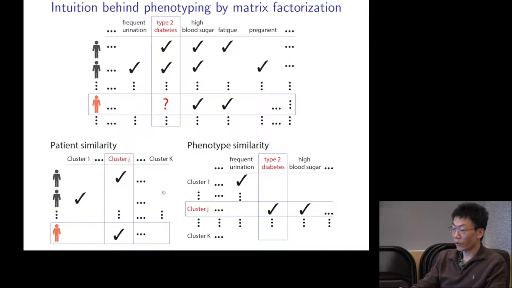So, for example, here, if I want to predict whether this patient has type 2 diabetes, and I know this patient belongs to cluster J, and cluster J involves type 2 diabetes, then I have some information to predict whether this patient has type 2 diabetes. But in reality, all I observe is this current matrix. I don't actually have these tables. So the model is basically trying to learn these tables simultaneously, such that you can recapitulate the actual data that we observed. That's the underlying learning algorithm in a brief nutshell.